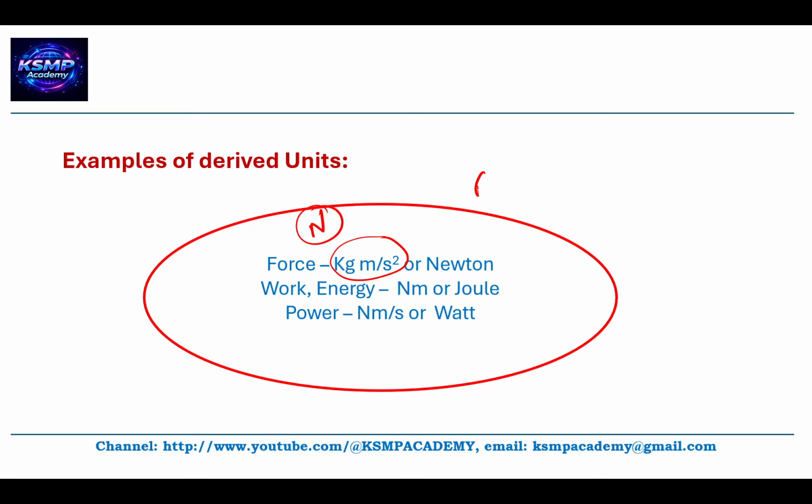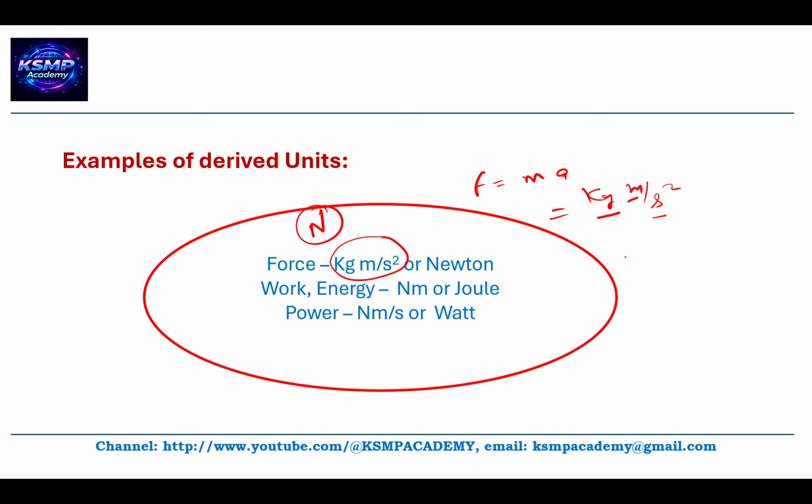And this is how we can understand, because we know F is ma, so m is in kg, and acceleration is in meter per second square, so its unit is kilogram meter per second square. So it is derived from the fundamental or basic units. As you can see, kg, meter and second are basic or fundamental units.